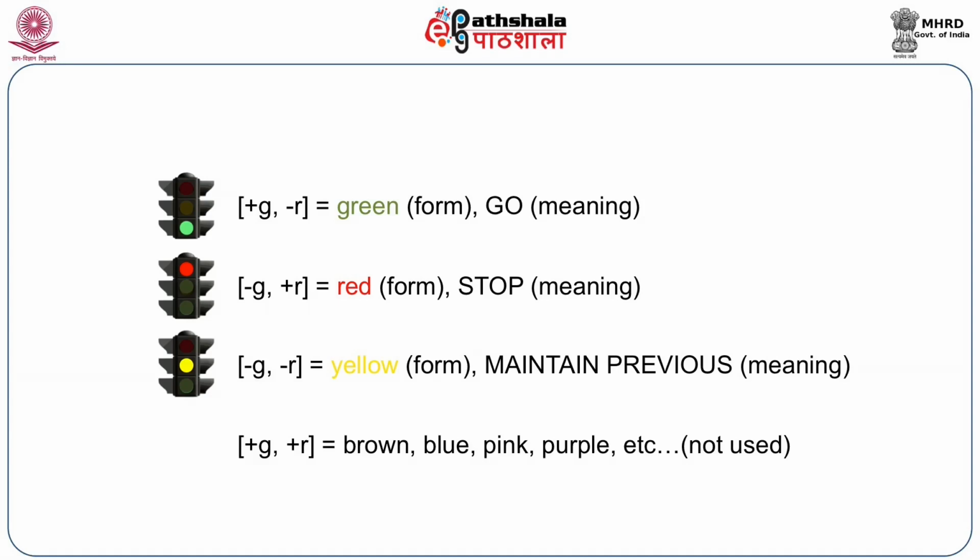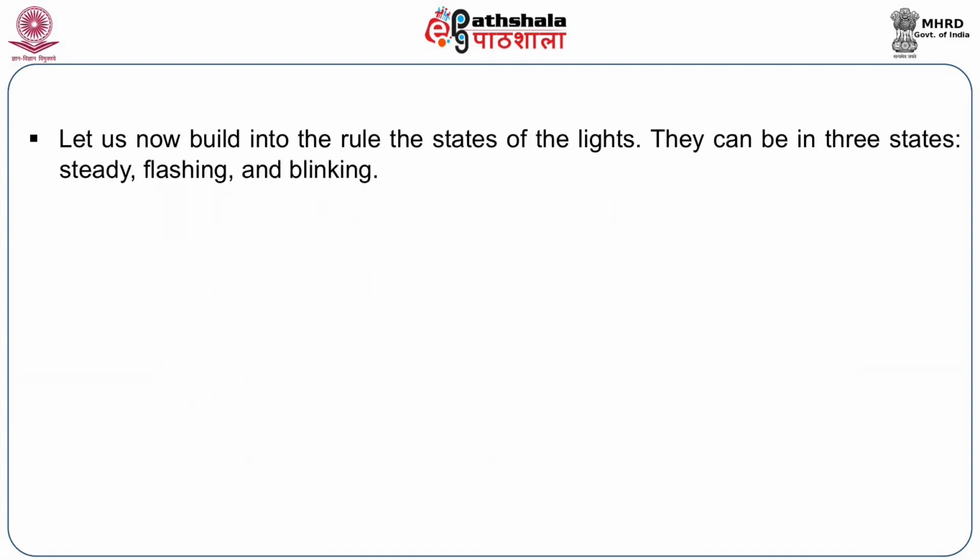When a feature is minus green minus red, then it is yellow in form, and its meaning is maintain previous meaning. Plus green plus red would be any other color, brown, blue, pink, purple, etc. But this meaning is just not employed in the traffic signal system. Now let's build in the meanings of the states of the lights. If you recall, they can be in three states: steady, flashing, and blinking.